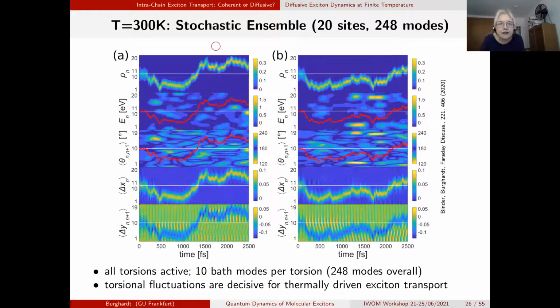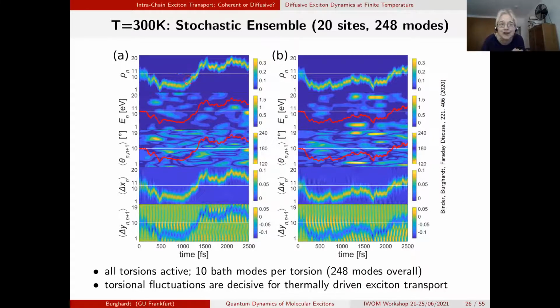Now with this, we go to finite temperature. Now we use the stochastic driving that I described before. This is at 300K, and we have a stochastic ensemble here. And now all torsions are active, actually 19 torsions on a 20-site lattice. And we have a far larger number of modes. And these are individual realizations, stochastic trajectories that are fully quantum.